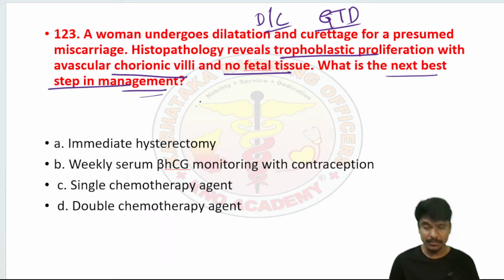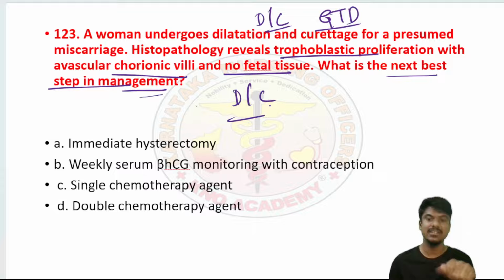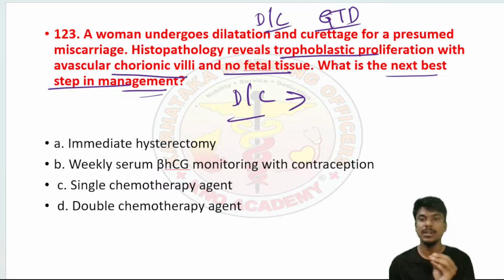Normally, if there is a disease related to the trophoblast, they will abort the baby and do a D&C, dilatation and curettage. They will remove the whole tissue and dead tissue with the dilatation and curettage. After that, on histopathological studies, they will find trophoblast tissue along with avascular chorionic villi and no fetal tissue. So this is the scenario.